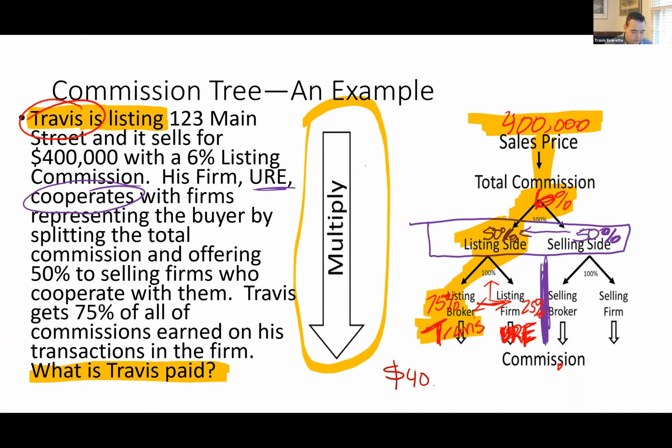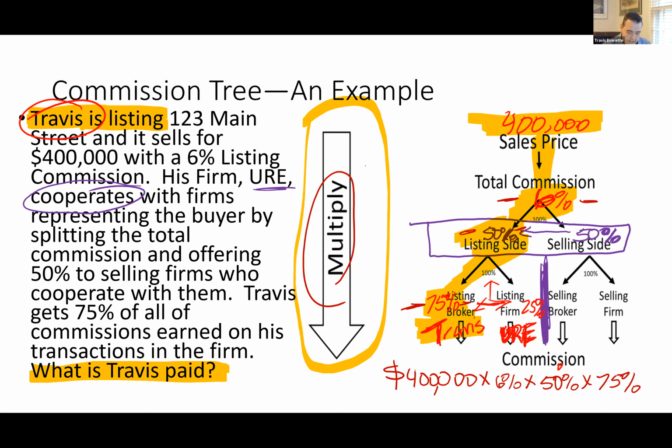$400,000. And you're going to multiply. It says here multiply, so that's what I'm going to do. Times. Here's the next number you come to, 6%. And then I'm going to multiply because I'm going further down. Here's the next number, 50%. And then I'm going to multiply because I'm going down again. Here's the last number, 75%. It looks like a lot, but all you got to do is follow the path from the top to the bottom.